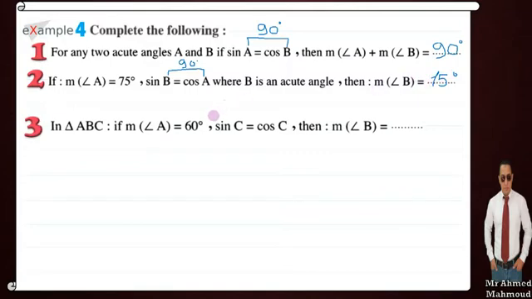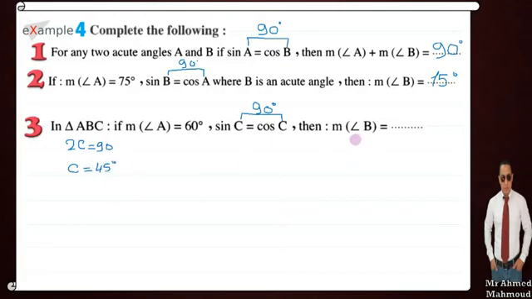Number 3. In triangle ABC, measure of angle A equals 60 and sine C equal cosine C. Here the two angles sum to 90 degrees. Then 2C equals 90. That happens when C equals 45 degrees. Again, 2C equals 90, therefore C equals 45 degrees.